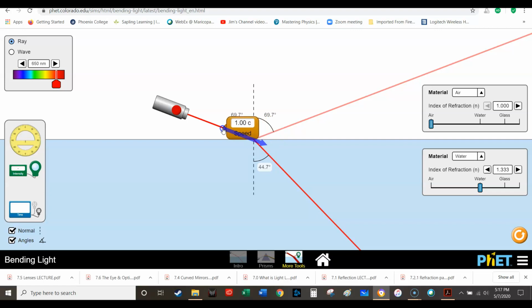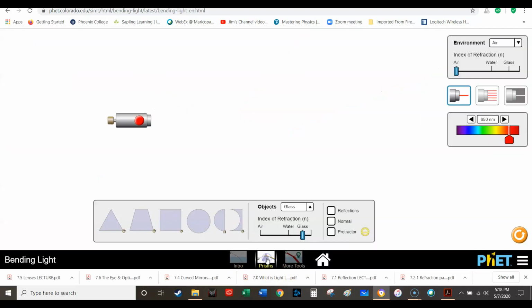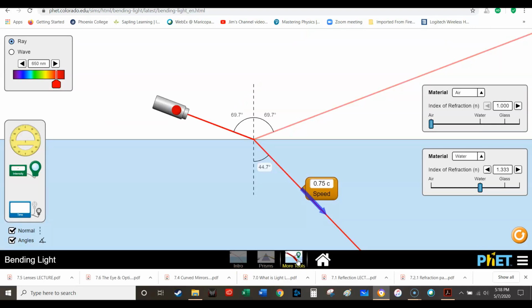So it shows you right here, since air is pretty close to a vacuum as far as its index of refraction, its speed is about 1, pretty close to 1. In water, it's going to slow down a lot. It's only 75% of the speed of light. And that's in the more tools area. So here I'm in the intro, you have prisms, and then you have more tools here. In the more tools area, you could get the exact angle and see the speed. Okay.